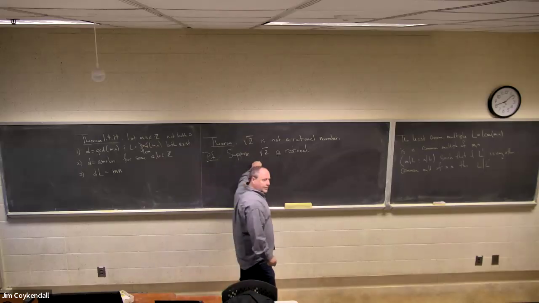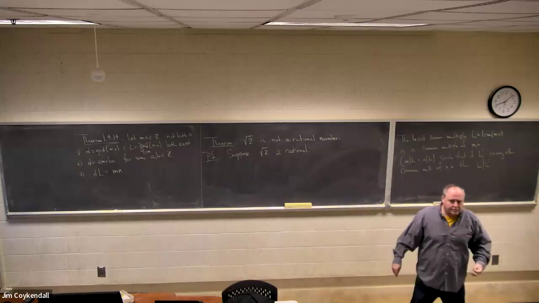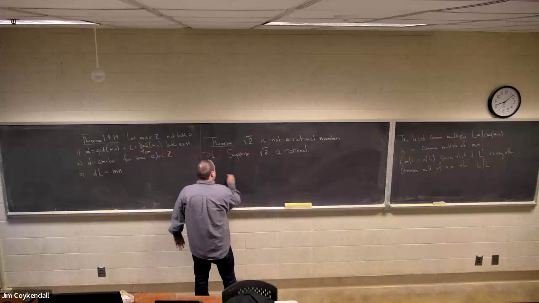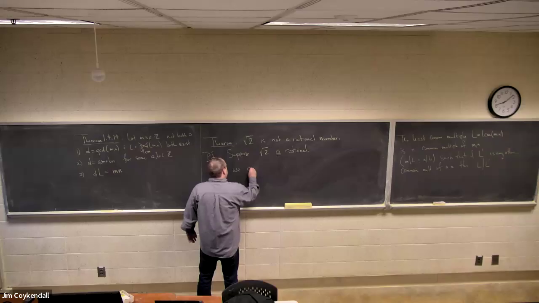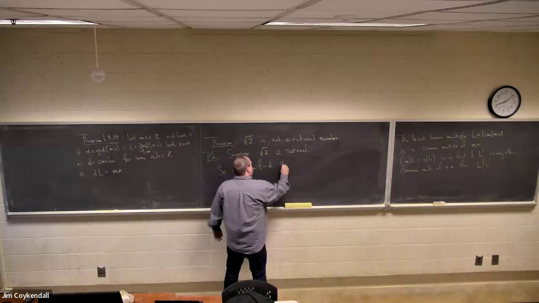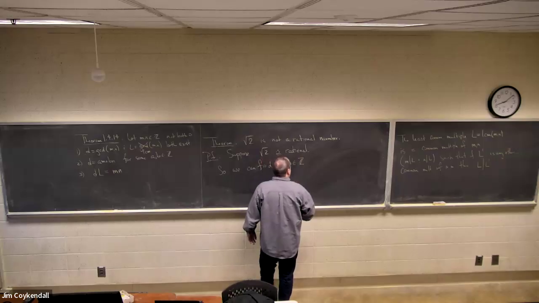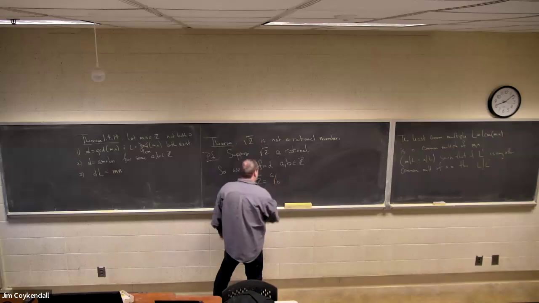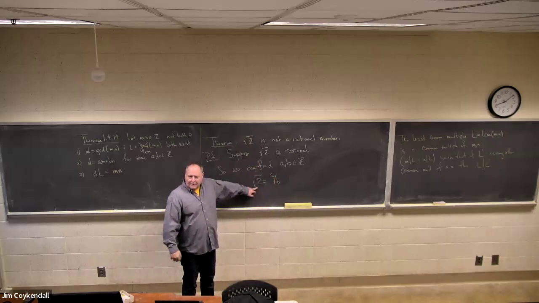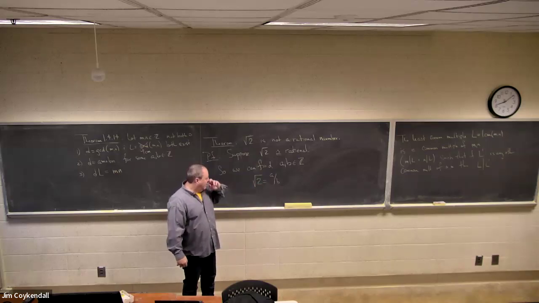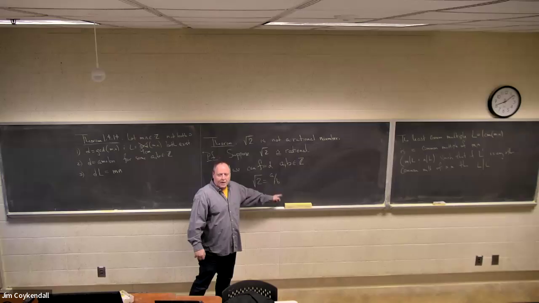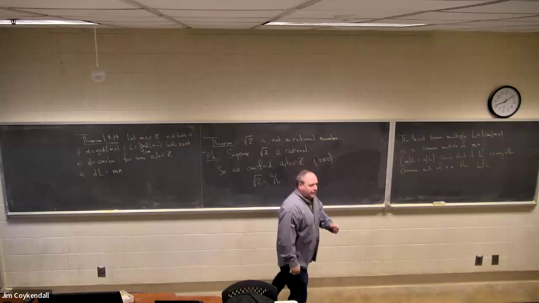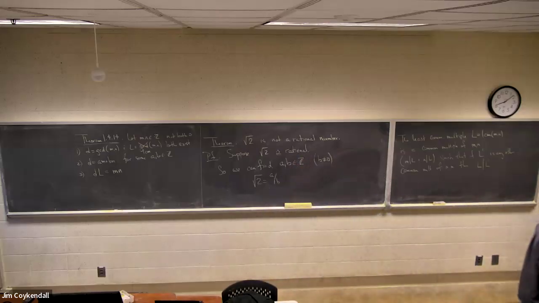What does this mean? What would have to happen if radical 2 is rational? You can express that as an integer A over an integer B. Now let's make my life easy. Give me some conditions that must hold. Well, what's one thing that's true of B? B is not zero.